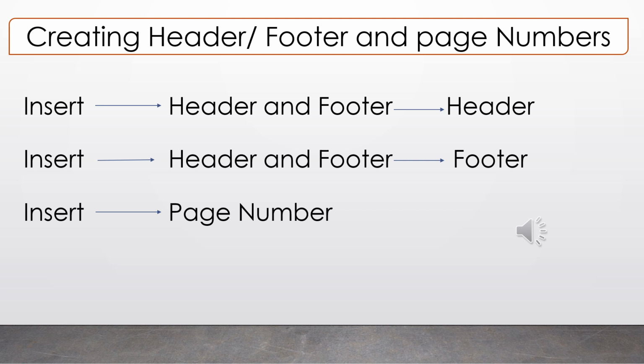Next, let us see how to create header and footer and page numbers in a document. When a document contains many pages and you want some data to be present on all the pages, then we use these headers and footers. Headers are the text which appear on the top of every page and footers appear at the bottom of the page. This can be done using the header and footer option, which is present in the insert menu. To enter page numbers, we can do it in the footer section by selecting the insert page number option.